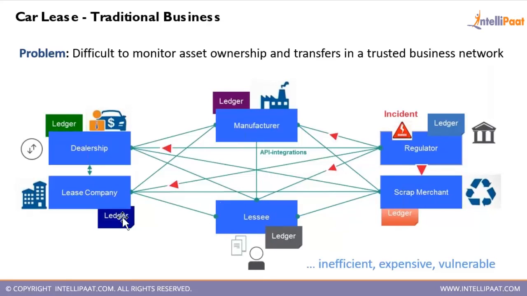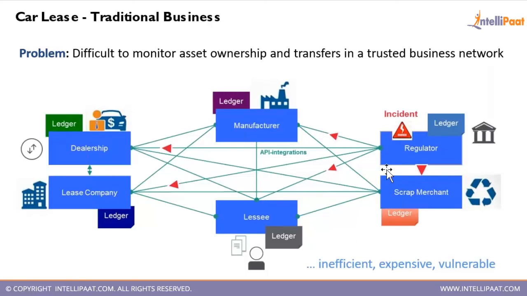After doing all those checks and validations, the car would be shipped from the lease company to the lessee. Then, once the car is done with its period, it would be shipped to the scrap merchant, which will go to the scrap house, wherein the car is done and dusted. So this is a typical life cycle of our transaction if you really see it.